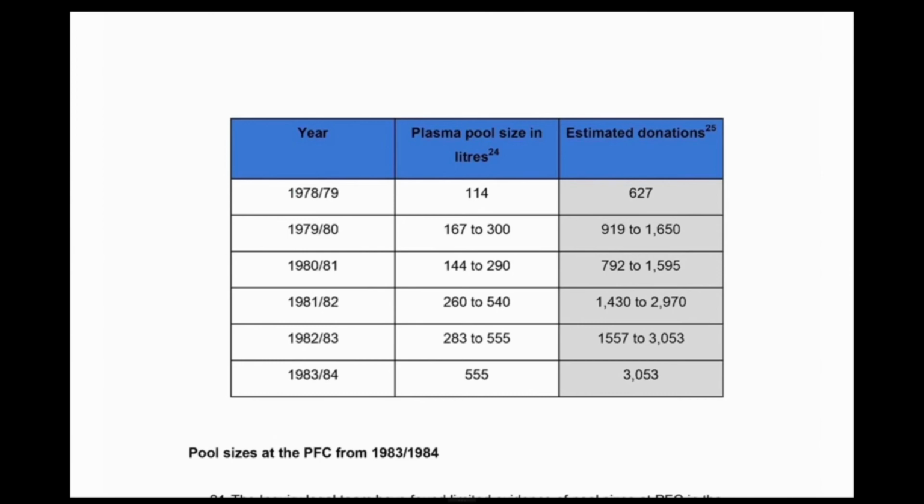That 792 is a precise figure given, but of course it is an approximation. 1981 to 1982, the plasma pool size in litres ranges from 260 to 540 litres. The estimated donations, 1,430 to 2,970. 1982 to 3, 283 litres to 555 litres, or 1,557 donors to 3,053 donors. And that figure of 3,053 donors is also used for the single data point for 1983 to 84. We have only limited data for pool sizes thereafter.